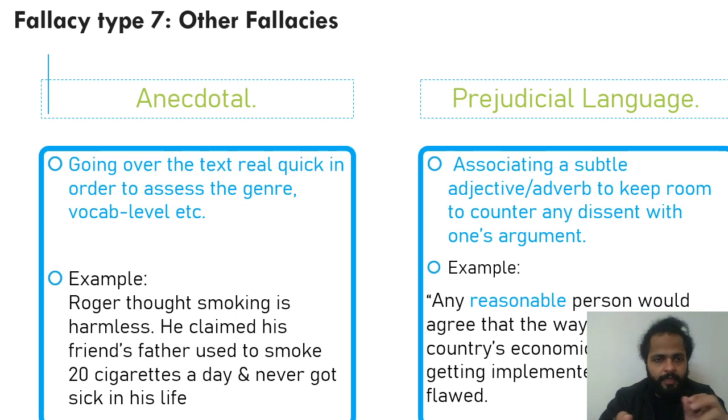Why? Because at the end of it, anecdotal evidence is nothing but a single data point, a singular data point. A singular data point is not enough to support any sort of claim, any sort of hypothesis. Okay, so for example, just look at this. Roger thought that smoking is harmless. He claimed his friend's father used to smoke 20 cigarettes a day and never got sick in his life. All right. So what is Roger quoting here to support his argument that smoking is harmless?